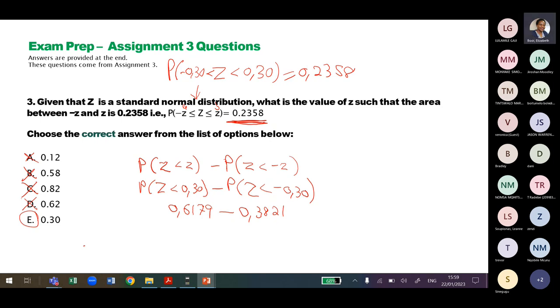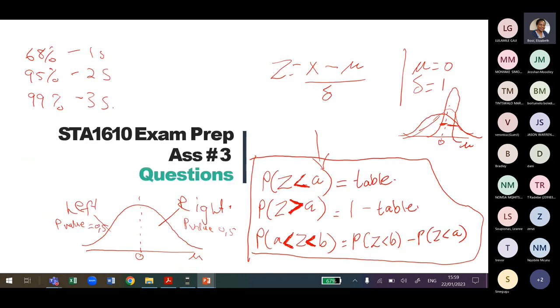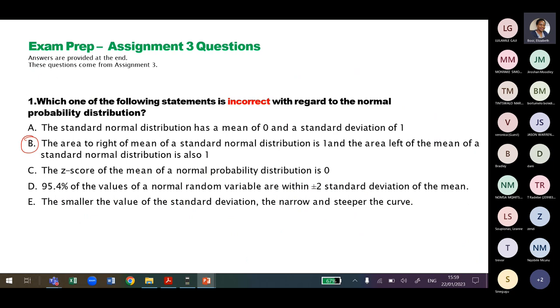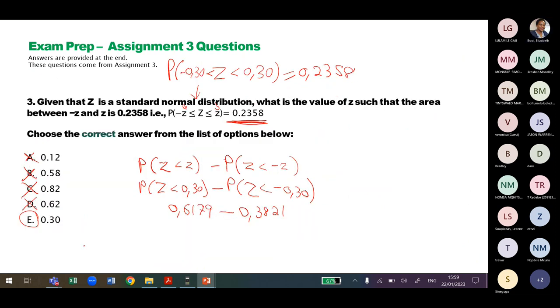Okay. So you need to also think outside of the box. Sometimes they might not give you the probability of that, but they might say, find the probability on the right or on the left. If the left is this much, what will be the probability on the right? So make sure you remember to apply this, because the probability to the left is less than, the probability to the right is greater than, and the probability between, how do you find it? You need to think outside of the box, especially with this kind of question.